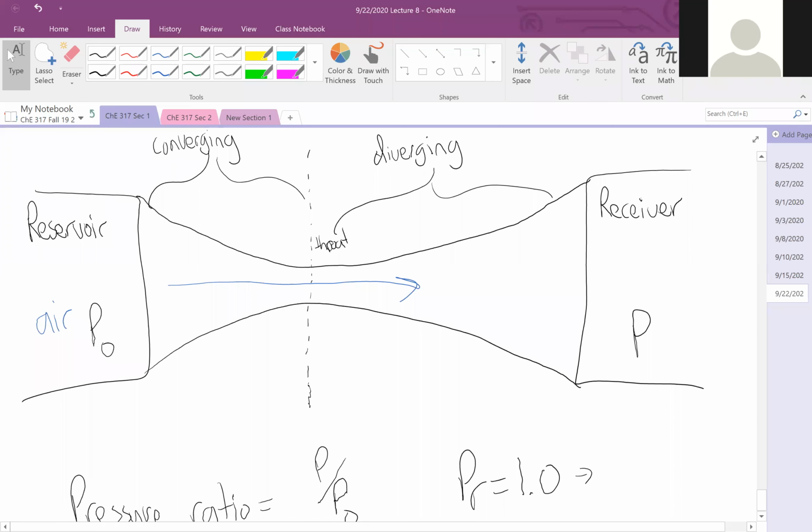Wouldn't it be just subsonic flow? You could quantify it as subsonic. Is it incompressible flow? You could probably quantify it also as incompressible or approximate it as incompressible. So let me rephrase it. If the pressure at both the reservoir and the receiver are the same, what can I anticipate in terms of the flow velocity?